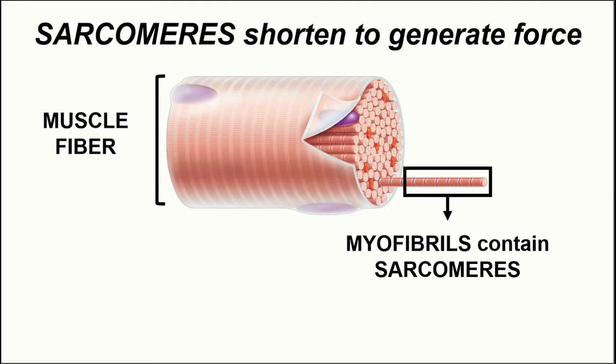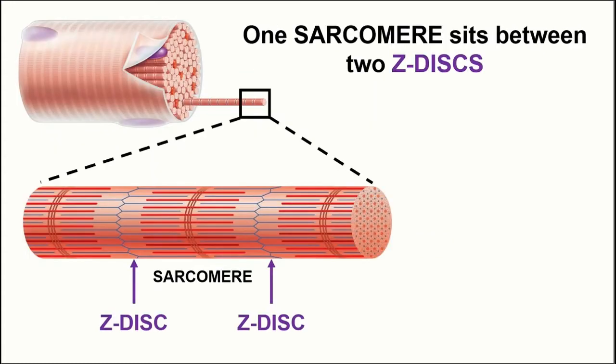So recall that we had muscle cells, which were also referred to as muscle fibers. And these fibers are packed with rod-like organelles called myofibrils. Now, if we take out a single myofibril from the skeletal muscle cell, we see that the myofibril is composed of thousands of smaller repeating subunits that are linked end to end. And these are the subunits that we call sarcomeres. So it turns out that one sarcomere actually sits between two vertical bands in the myofibril called Z-discs.